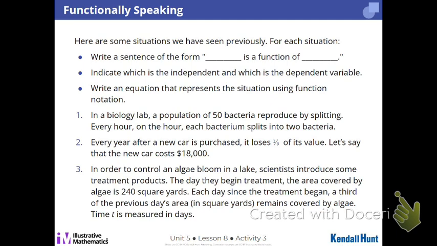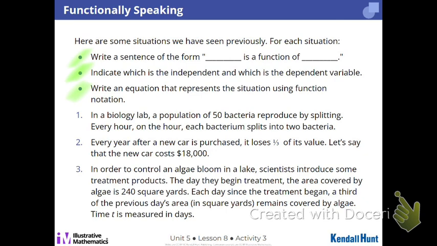So 1, 2, and 3 are all situations we've already seen in this unit. Your job is to take care of the 3 bullet points for each one. You're going to write a sentence in the form of blah, blah, blah is a function of blah, blah, blah. You're going to indicate which is independent and which is dependent for your variables. And you're going to write the equation that represents your situation. It's always the one. Okay. So with your partner, 3 things for each of the 3 things, which means how many things total? 9 things total. Let's go.